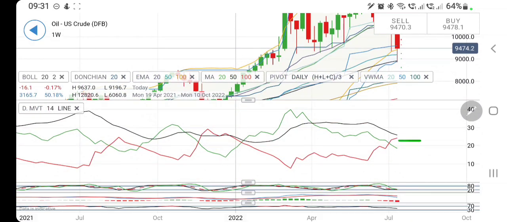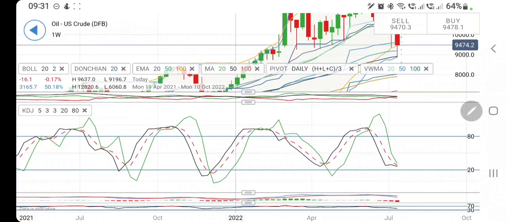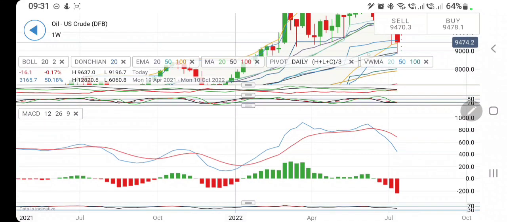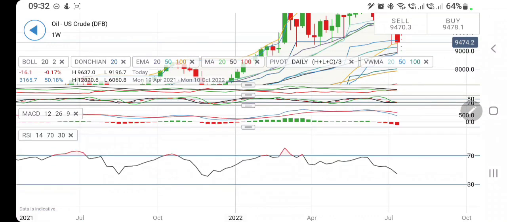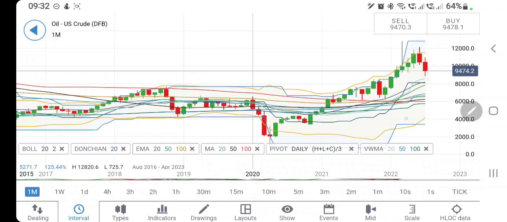The directional movement is bearish, and it has just crossed over on the weekly charts. Stochastic is near the bottom. If you look at the MACD, this is wide divergent and bearish, and it has still got some strong reason to continue dropping on the downside. Be watchful of this. Look at the RSI. This too is looking downwards, indicative of bearishness.